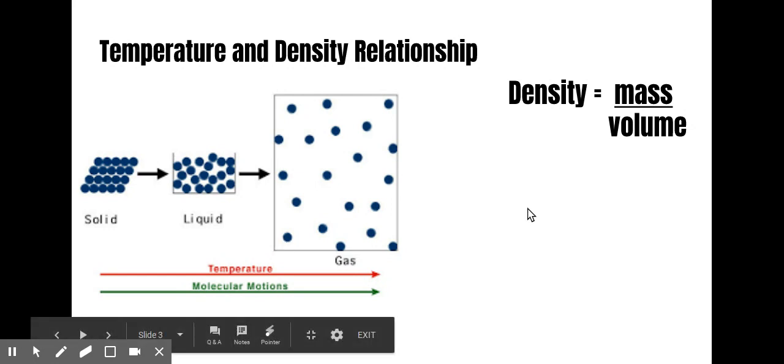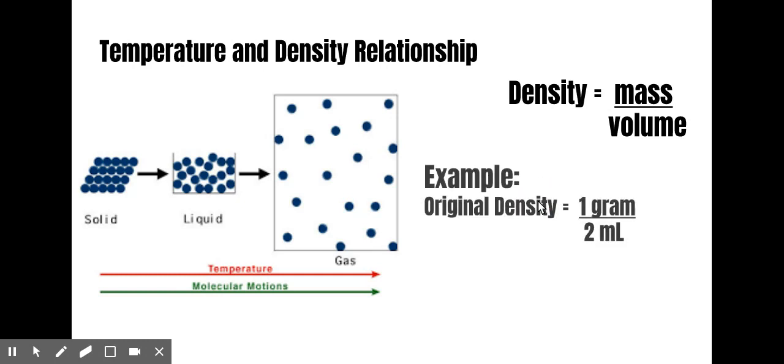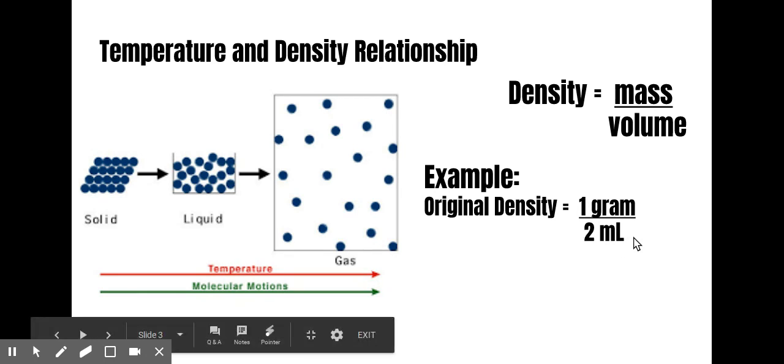Now, for those math people, they like looking at the equation. Density equals mass divided by volume. You've probably heard me say density equals love, and we've split the heart up. We get an M on the top and a V on the bottom. Now, we can look at an example. Let's just say I have an original density of 1 gram, because 1 is easy. So some substance that is 1 gram and takes up 2 milliliters of volume.